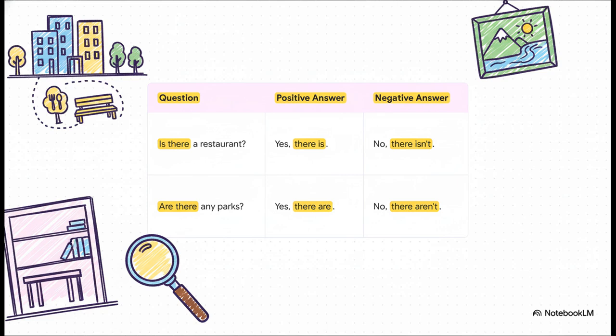And this table just lays it all out perfectly. You ask with is there or are there? And look how you answer. You use the very same words. Is there a restaurant? Yes, there is. Or no, there isn't. It's so clean and logical, right?